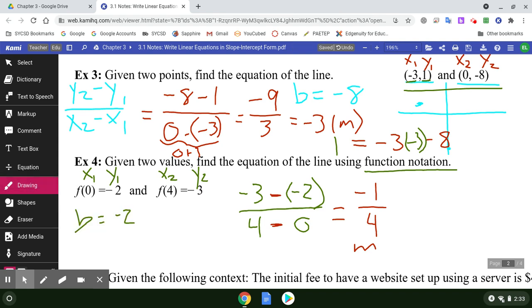Putting those two things together gives me an equation, y equals -1/4 x minus 2. If I want to write this with a decimal, I can, and say y equals -0.25x minus 2, and it still would represent the exact same line or function.